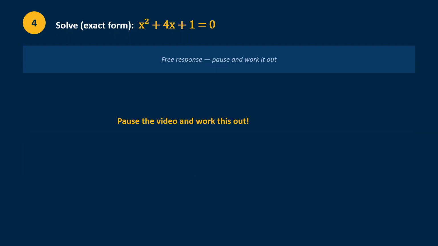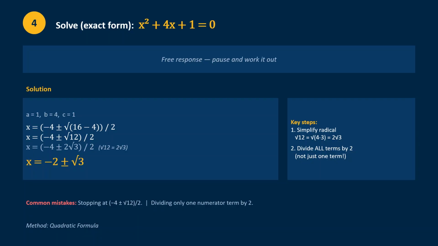Question 4. Solve x squared plus 4x plus 1 equals 0. Give your answer in exact form. This is a free response question, so pause and work through it on paper. The solution is x equals negative 2 plus or minus the square root of 3. You can get there by completing the square or by using the quadratic formula.